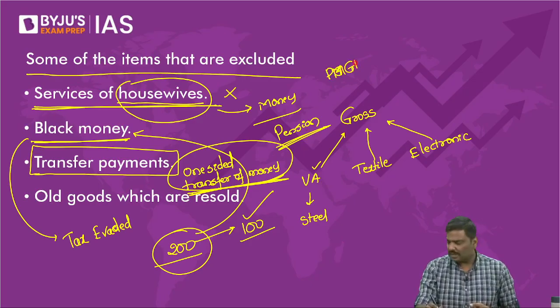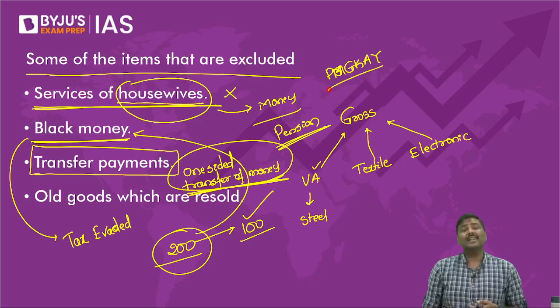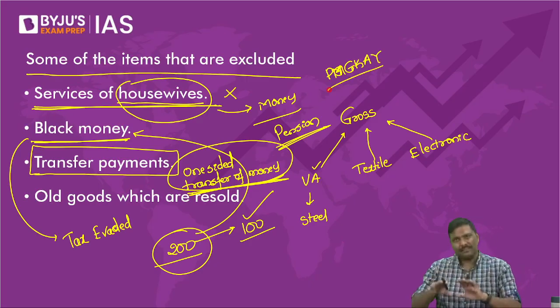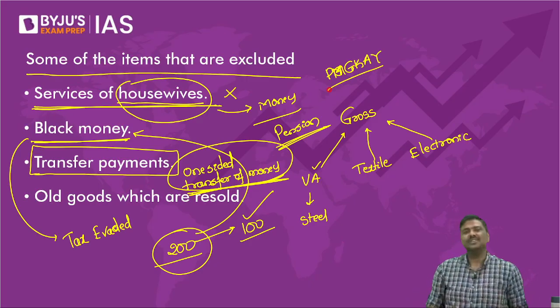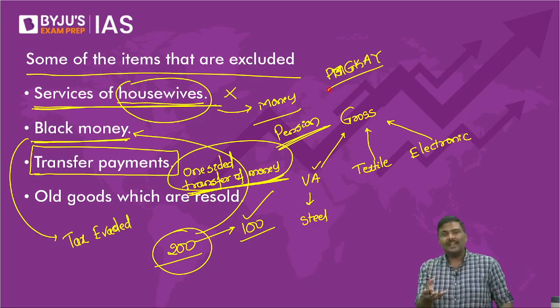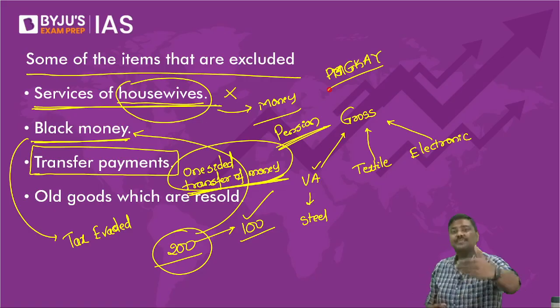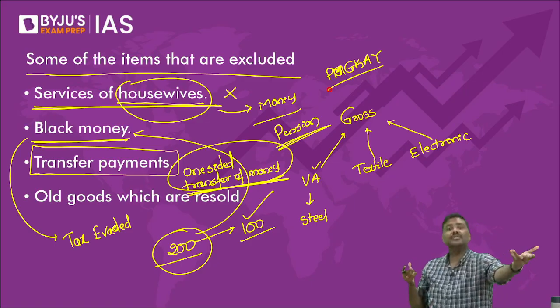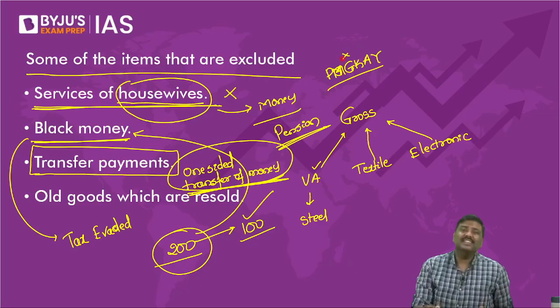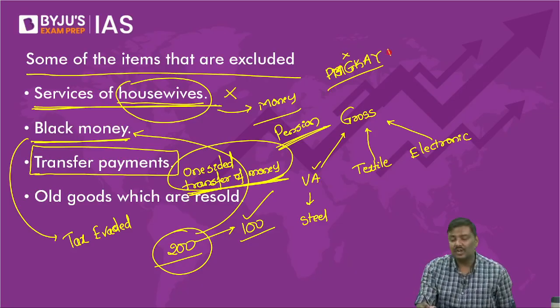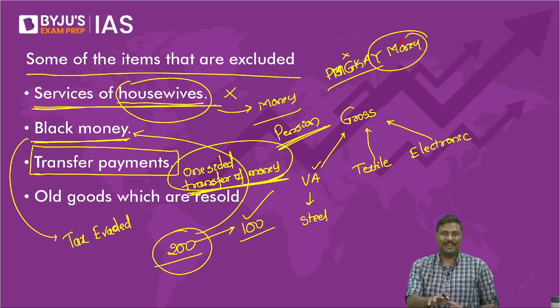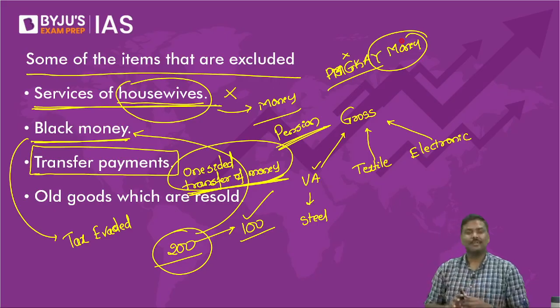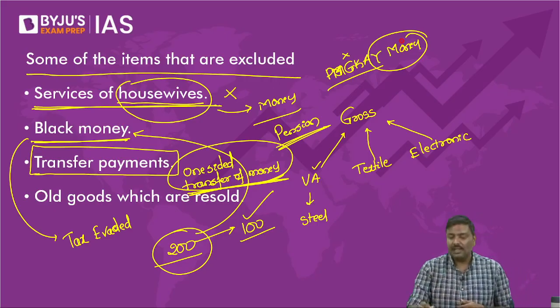Pradhan Mantri Garib Kalyan Anna Yojana. Again, wrong example. Please understand this. In this scheme, the government is giving a subsidy to you. Are they getting any services from you? Are they taking any good from you? Of course not. But why did I say this is a wrong example? Money is not paid here. That's the reason I said it's a wrong example. Or the best example, remittances.